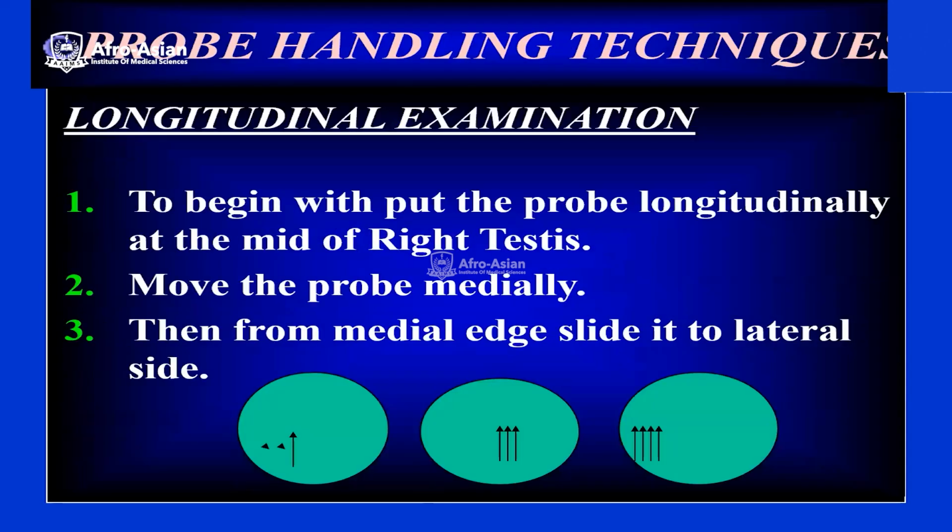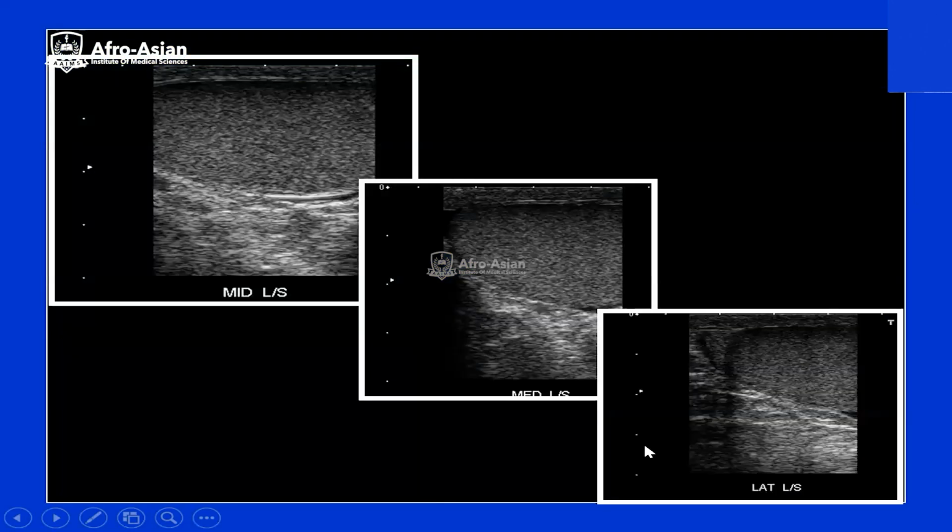Probe handling. We can have longitudinal scanning. To begin with, put the probe longitudinally at the mid of the right testicle. Move the probe medially, then from medial edge side to the lateral. So we put it longitudinally, then we move medially and then go laterally again. This is the mid-longitudinal section. Then we have the medial and lateral longitudinal sections.